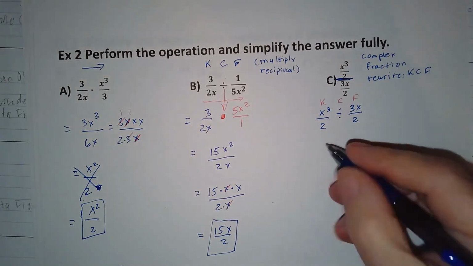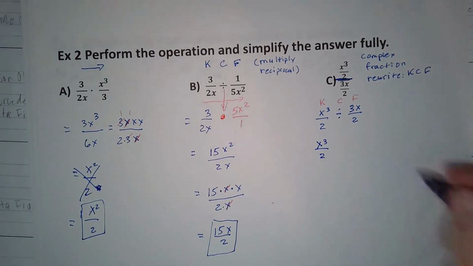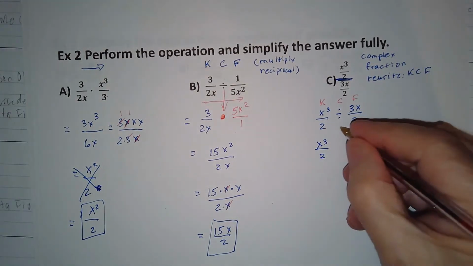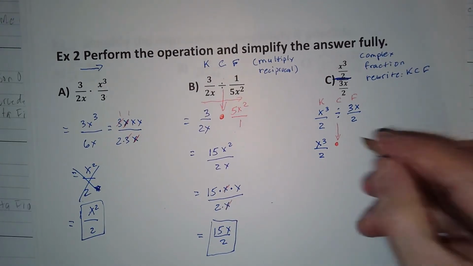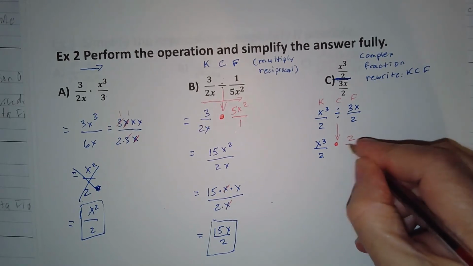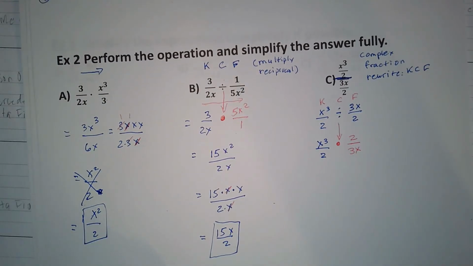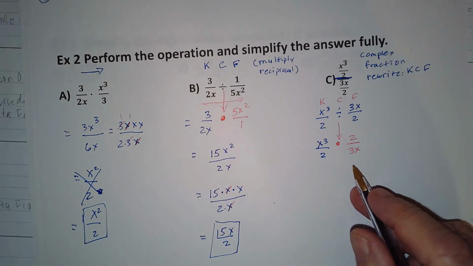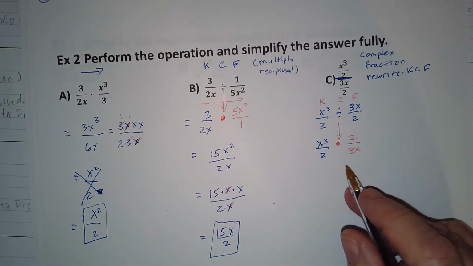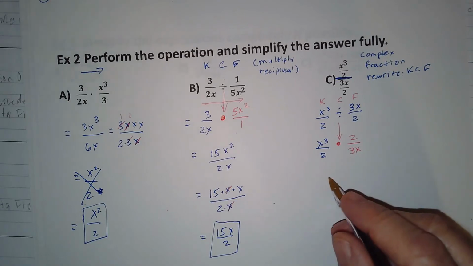So I'm going to rewrite this as x cubed divided by 2, and then I'm going to change this now to multiply by, and then I'm going to flip this. So I'm going to have 2 divided by 3x. Right? Okay, now we're ready to go ahead and factor this. Now we could leave it in this particular form, but right now let's just multiply it together.